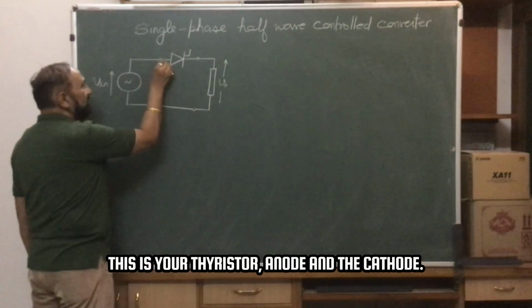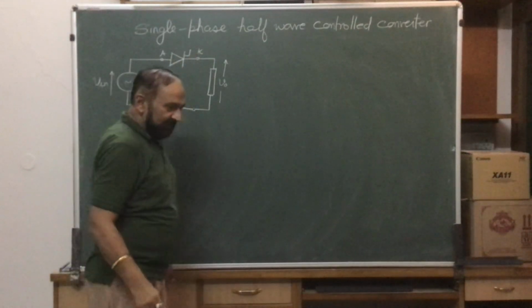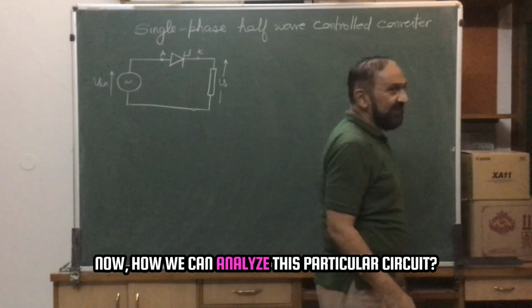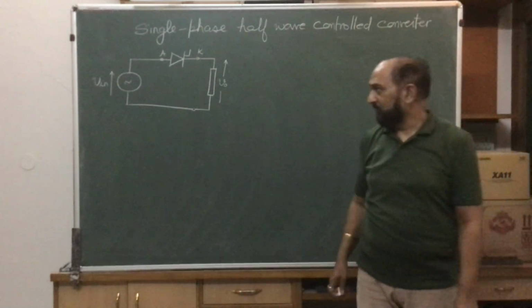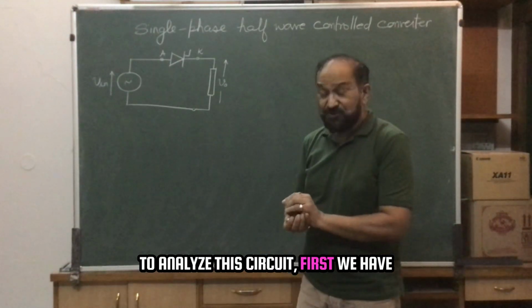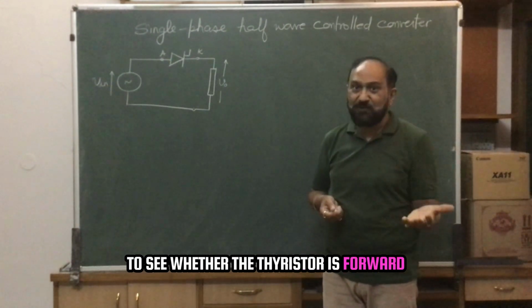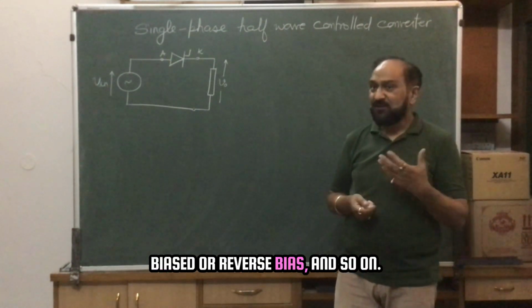This is your thyristor, anode, and the cathode. Now how can we analyze this particular circuit? To analyze this circuit, first we have to see whether the thyristor is forward biased or reverse biased, and so on.